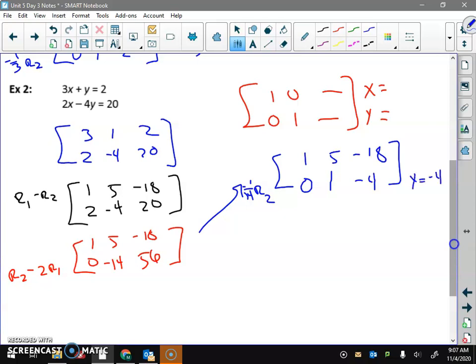Could I back substitute? I could, but why? Let's get one more iteration, one more step. Let's get rid of that 5. Let's get it into reduced row. I'm never touching row 2 again. What am I going to do to row 1?